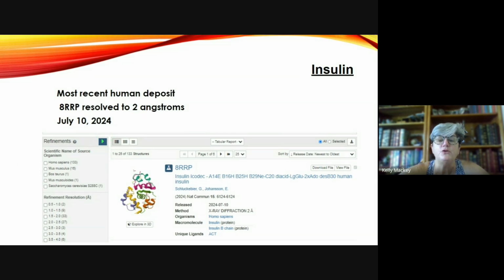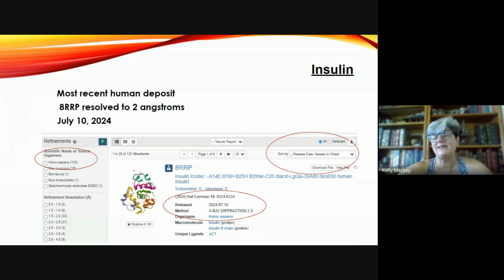page. But then you want the release date, newest to oldest. This drop-down menu gives you a bunch of different things you can look at. So by doing that, your newest one, your most recent one just pops up, and it's 8 RRP, and it was resolved to 2 angstroms, and it was done on July 10th of 2024. So fairly recently. So like lysozyme, you would think insulin is something that's already a settled science, but apparently not.